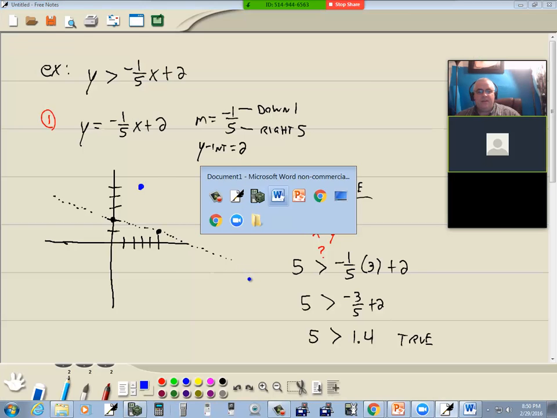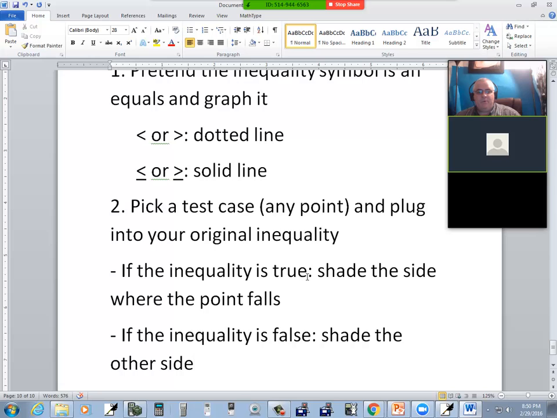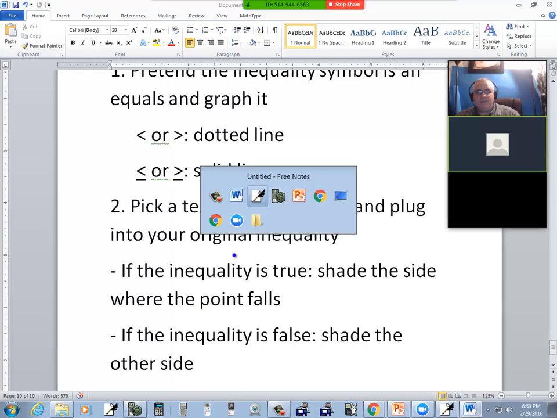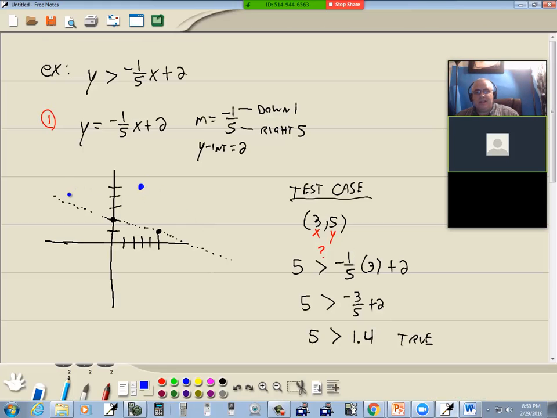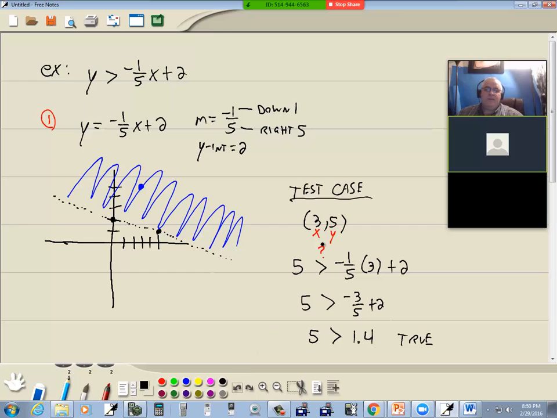So then, if the inequality is true, you shade the side where the point falls. The point falls on this side, so we'd shade this side. In response to your question, how did I get the point? I just picked any point. Now the origin is oftentimes your easiest one because it just causes everything to drop away when you plug zeros in.